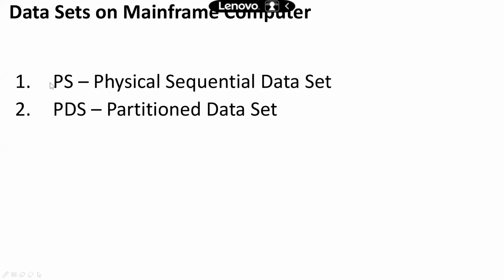So these are the data set types. On mainframe, there are two data types. We can say files, but in mainframe terminology, we call them data sets. Data sets contain data. It can be business data, or programs or anything. A PS is one data set, so we call it a PS file. PS stands for physical sequential data set.